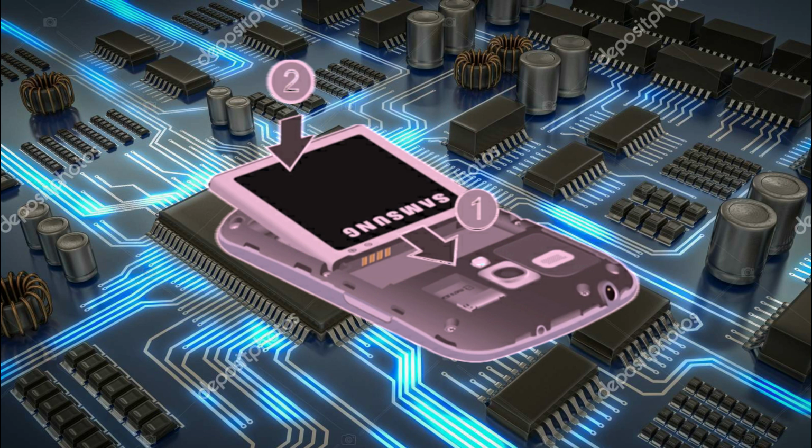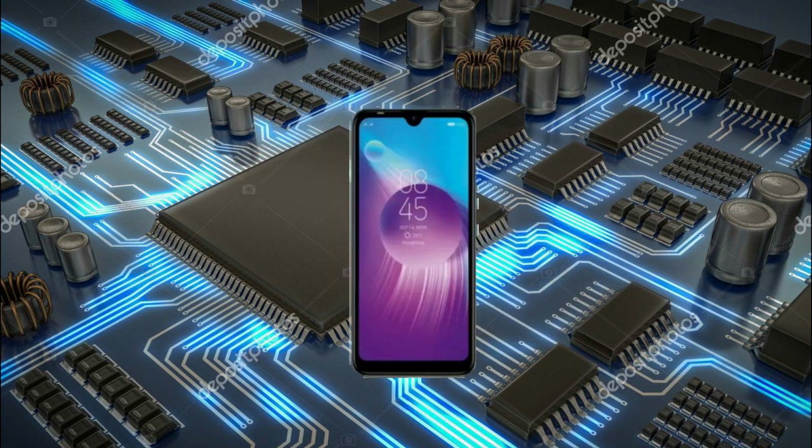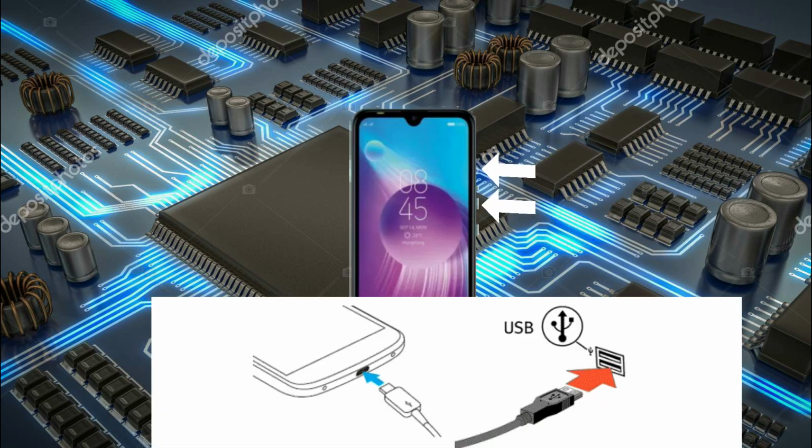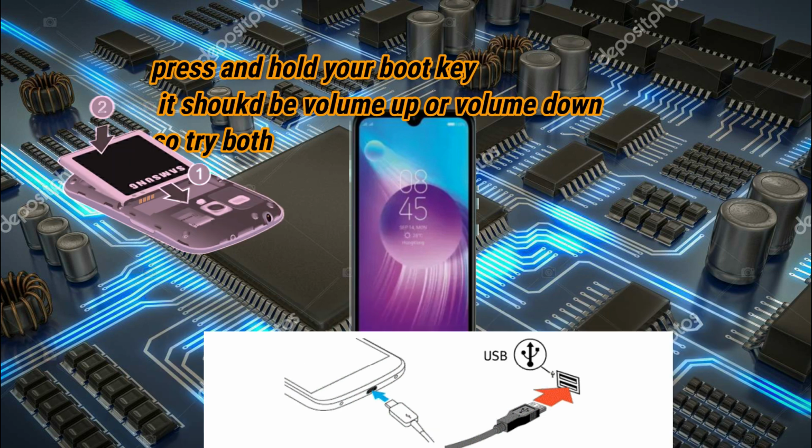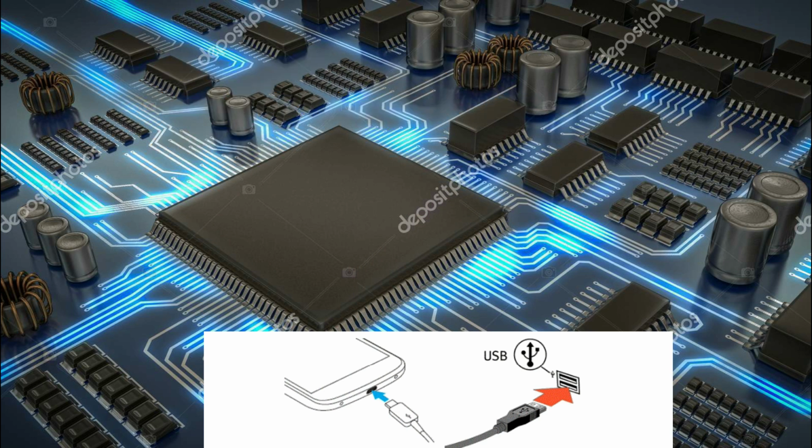First, you will need to connect your battery to the phone. Connect it to your PC. When connected to your PC, you will need to press the boot key in flash mode. You will need to make sure that the phone is in flash mode. Connect your battery, even though the phone isn't switching on, and press the boot key. It should be volume up or volume down.